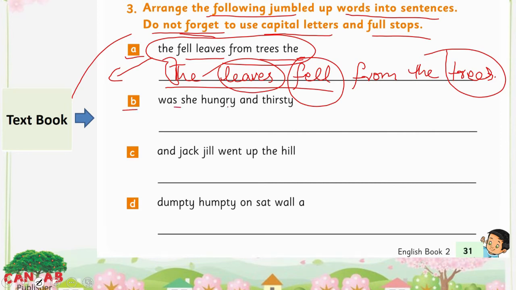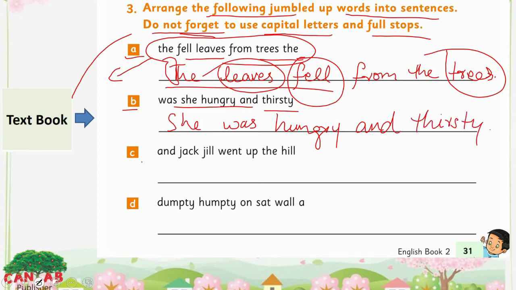B here: was she hungry and thirsty? She was hungry and thirsty. See? And Jack and Jill went up the hill. Here the Jack and Jill is what? Yes, the specific name here. So what will we do? Yes, we will capitalize the first letter of it and write them in the correct order.